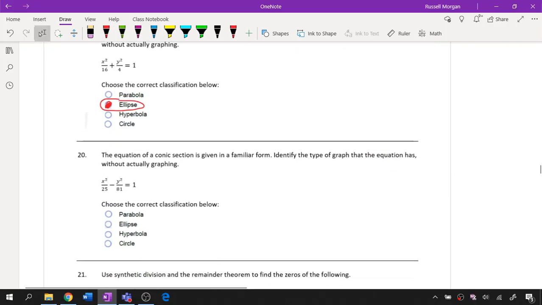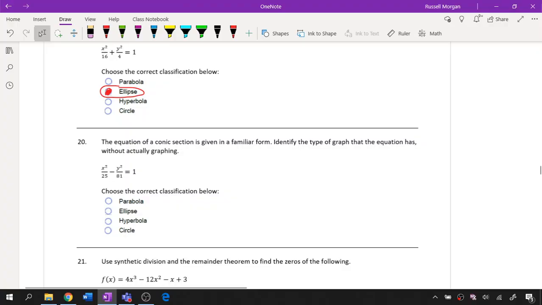Let's look at the next problem. The next problem has that subtraction between it. That is the hyperbola. That should be a quick one.